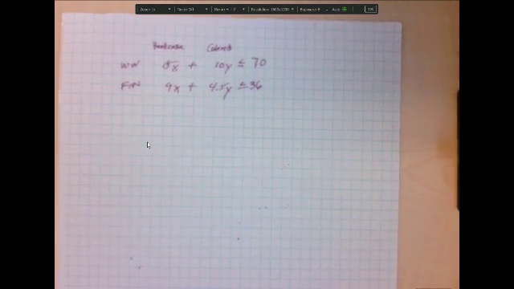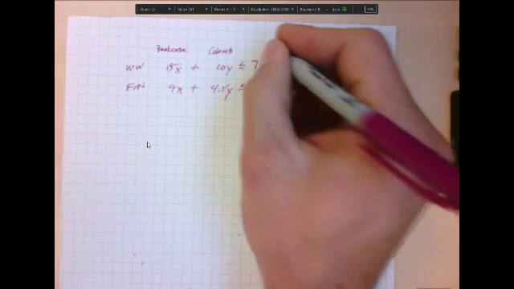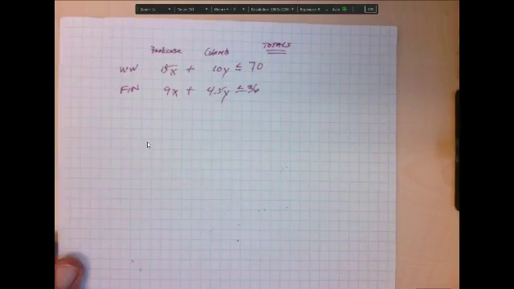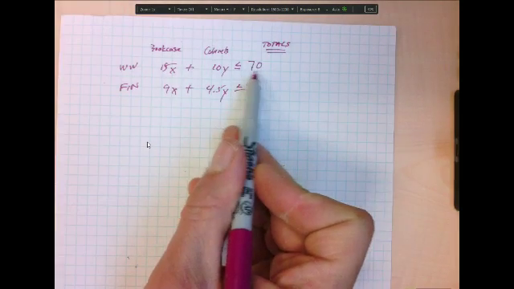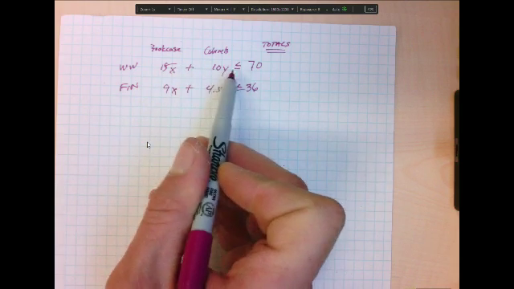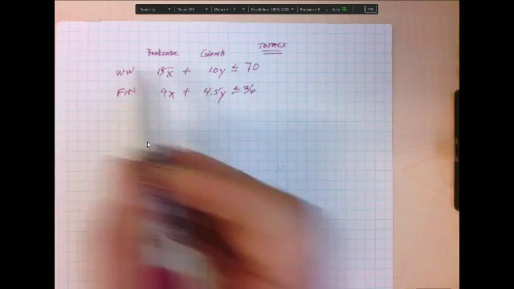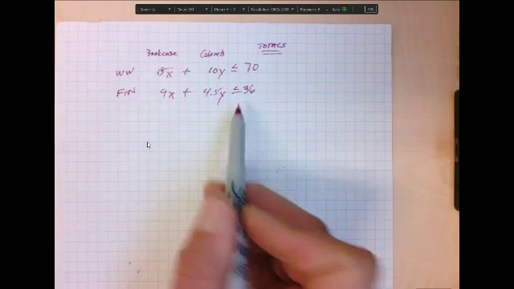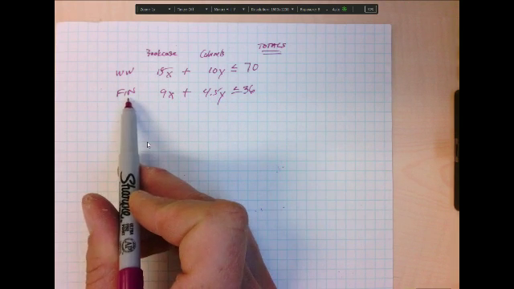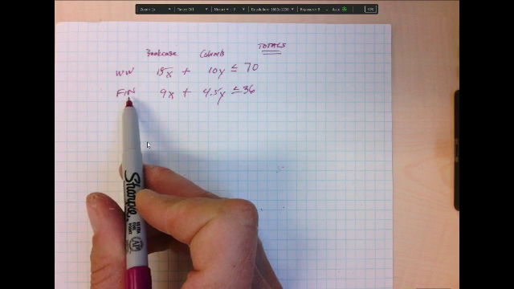The key there, again, look for your total items. 70 total hours of woodworking tells me I need my woodworking hours all in one inequality. 36 hours total finishing tells me I need my finishing hours all in one inequality. All right.